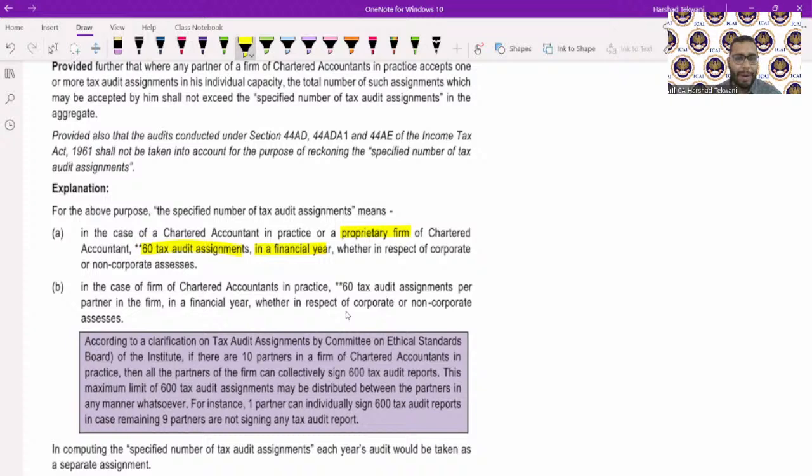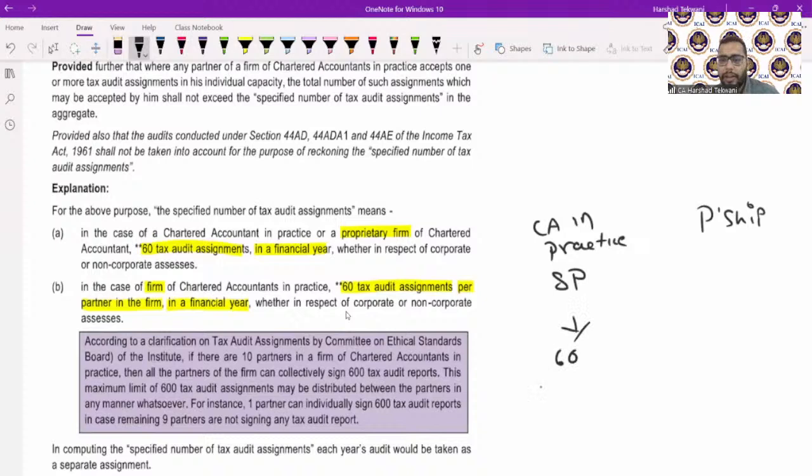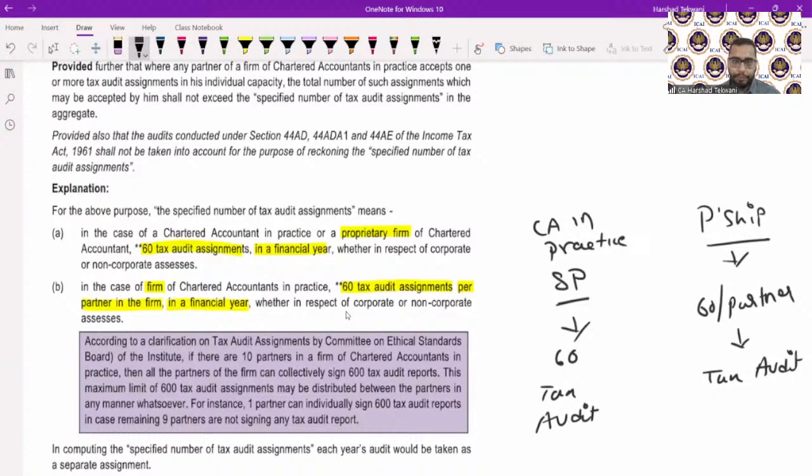However, in case of a firm of chartered accountants in practice, it is 60 tax audit assignments per partner in the firm in a financial year. So a CA in practice, sole proprietorship, 60 tax audits, because it's one sole proprietor, so it will be only 60. In partnership, 60 per partner tax audit is allowed.